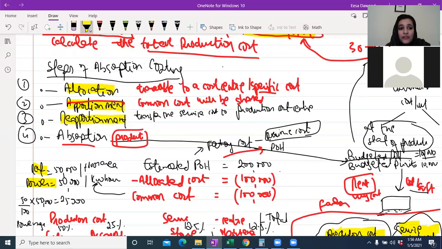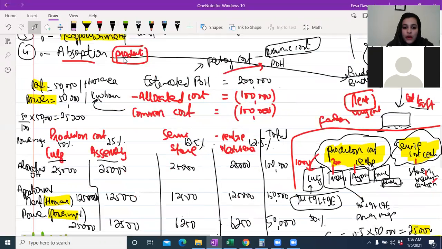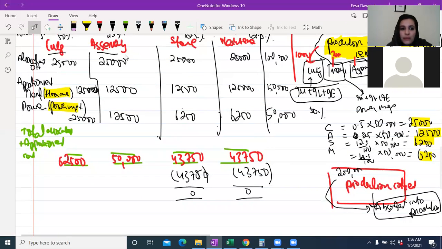Why do I call it reapportionment? Once the apportionment of common cost has been done, now I need to transfer this cost among the cutting and assembly departments. How? The store cost of 43,750 now needs to be divided amongst the cutting department and the assembly department, and the maintenance cost of 43,750 also needs to be shared among the cutting and assembly departments.